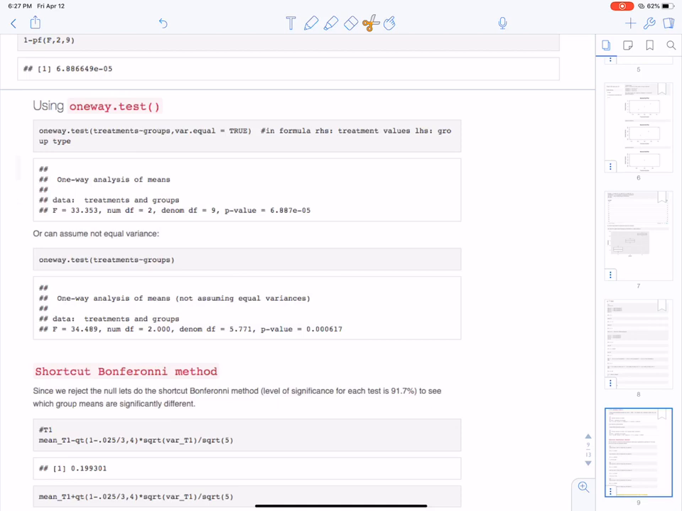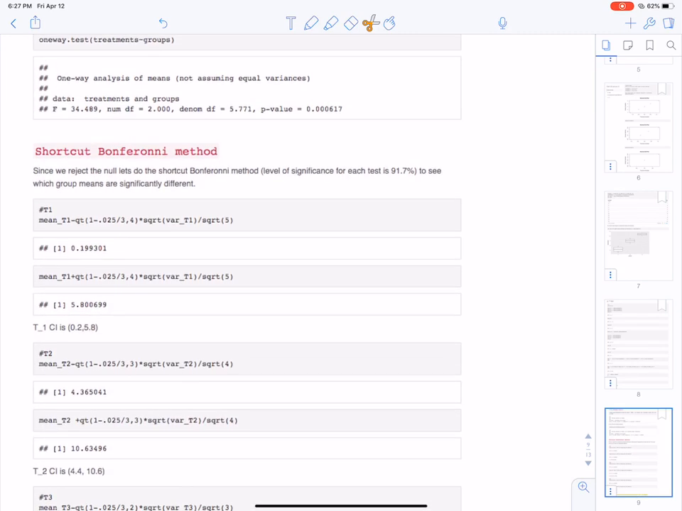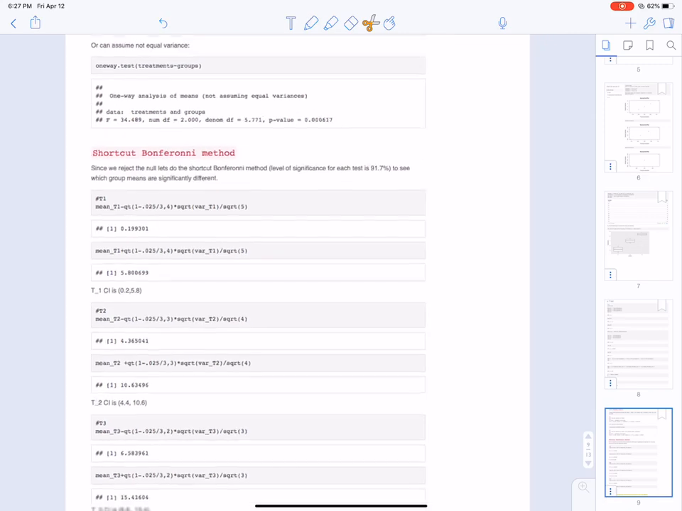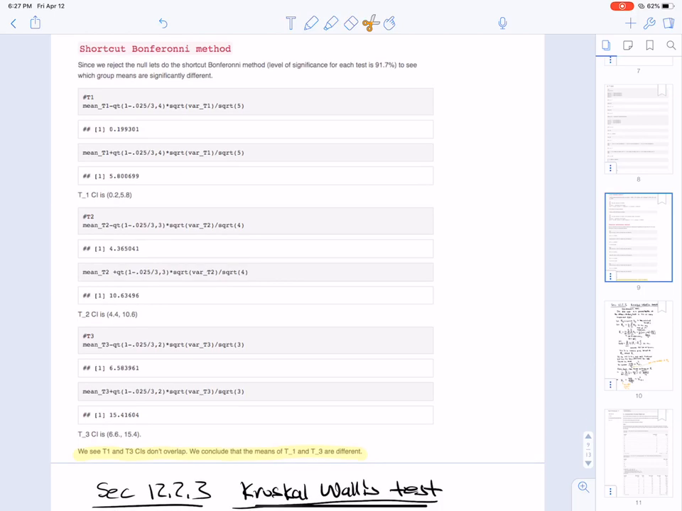Otherwise, you could do a non-parametric test. So the shortcut Bonferroni method, here I computed all of the endpoints of the intervals. So for T1, T2, and T3, I didn't plot this, but if you look at these intervals, I'll highlight them at least. So here's one, here's the other, and here's the third. You'll see that T1 and T3 intervals are not overlapping, so we would conclude that those means are different.